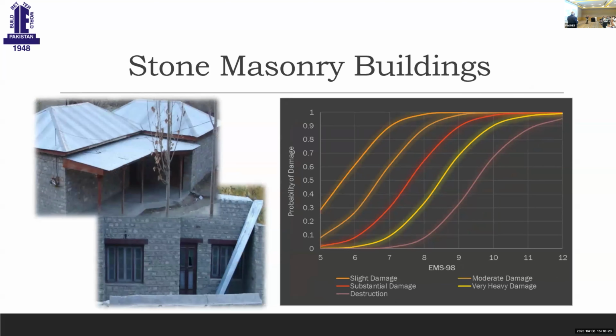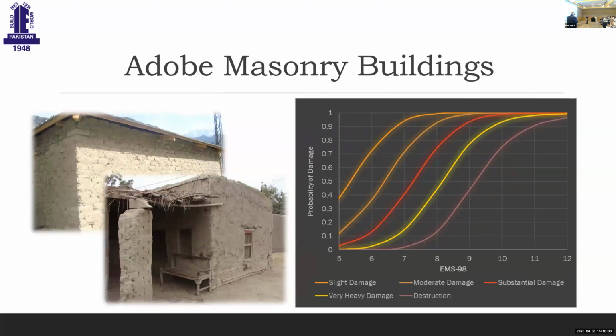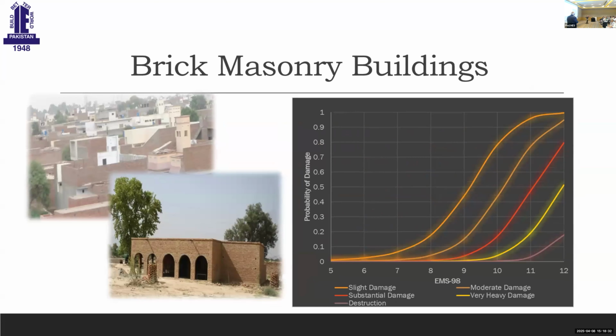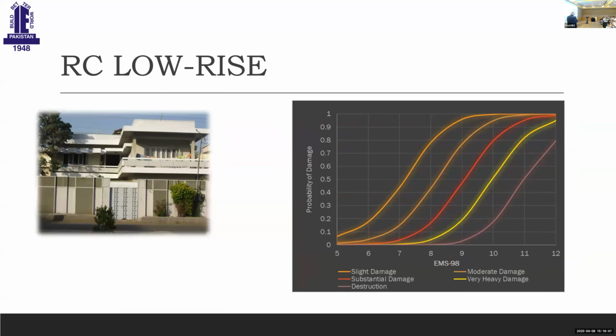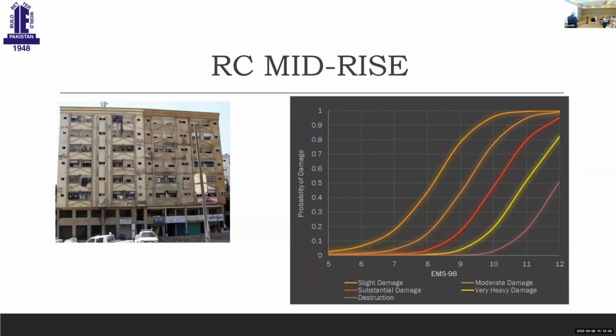Then similar fragility functions for stone masonry, adobe, and brick masonry buildings. These are all pictures that I took myself, of the buildings that we have here. Then the block masonry buildings. And I reckon that the built environment in our part of the world, Asia and South Asia, is not very different, unfortunately. And then these are low-rise RC buildings.